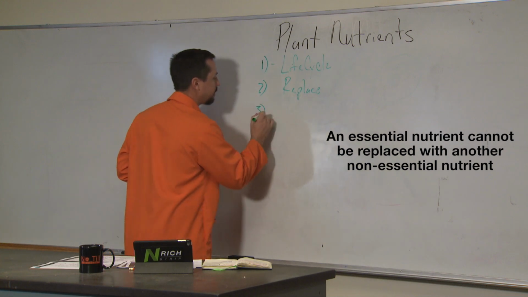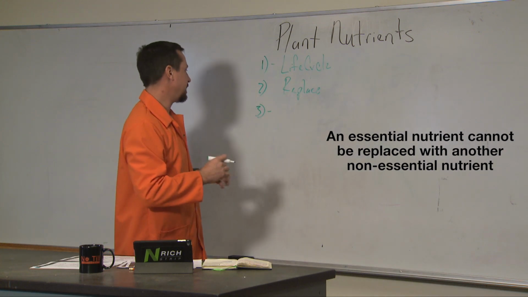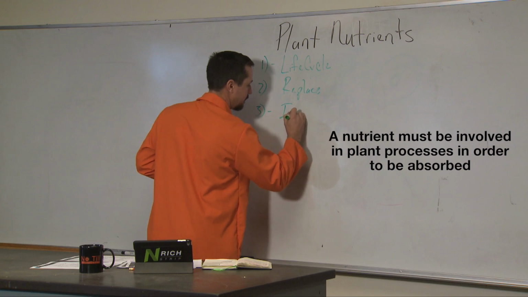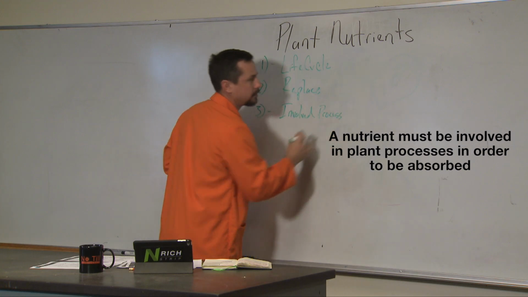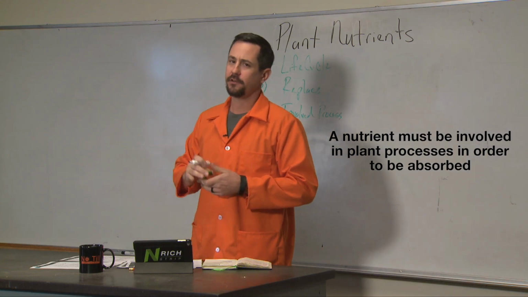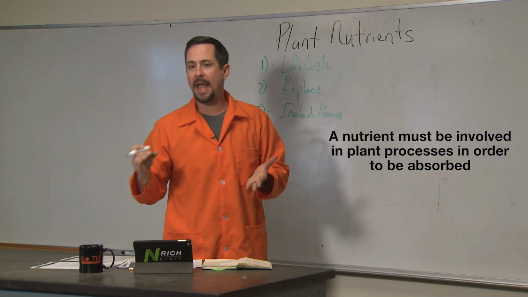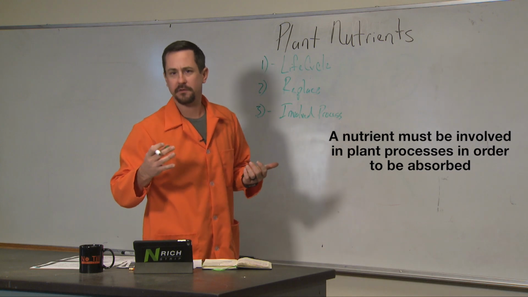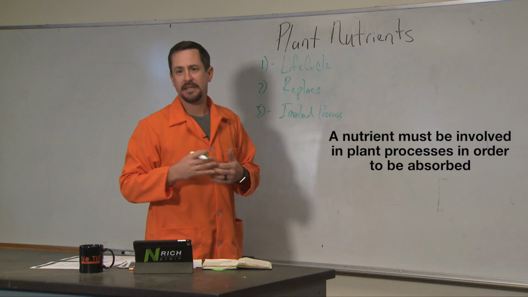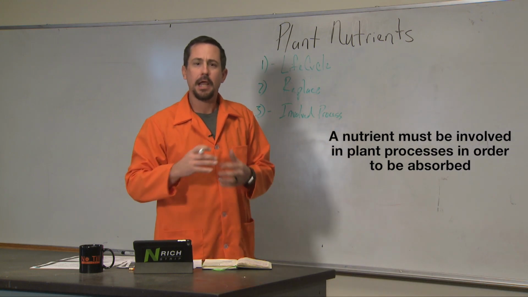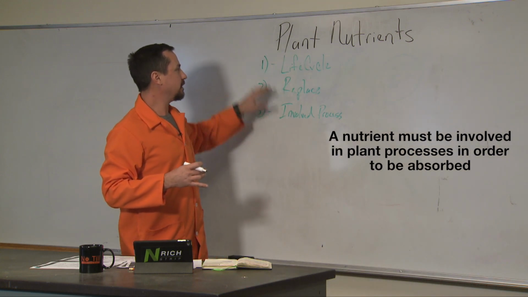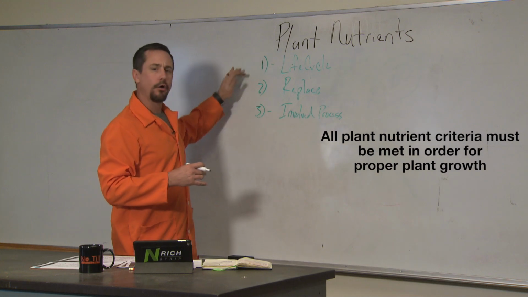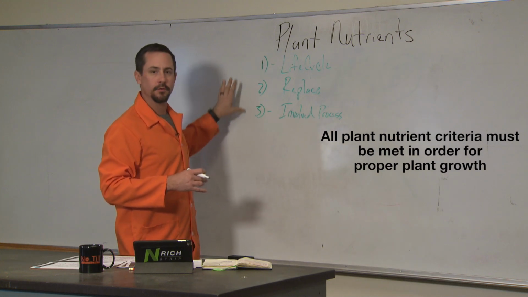Now, the third and final is that the nutrient needs to be involved in plant processes. So we know that nitrogen is used in chlorophyll and amino acids, and that potassium is used in the stomata, and that phosphorus is basically ATP and ADP, using that energy source. The nutrient needs to be involved. And it has to meet all 3 criteria. It can't just meet 2 of 3.